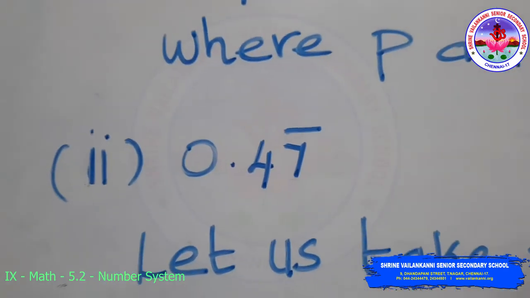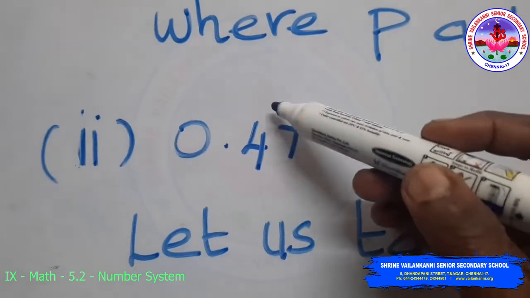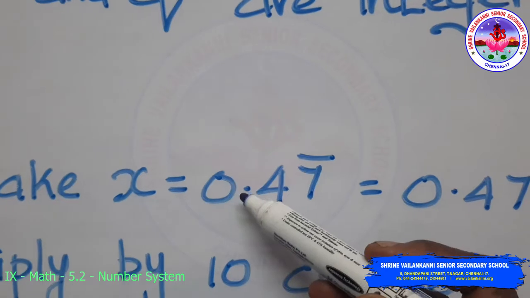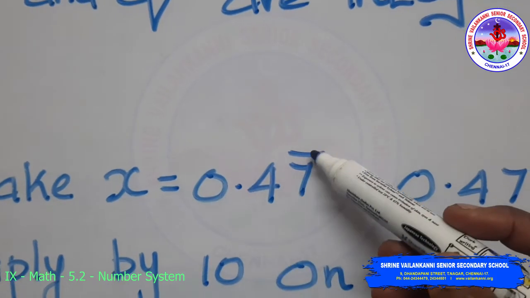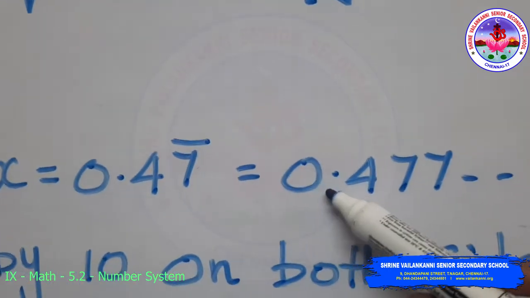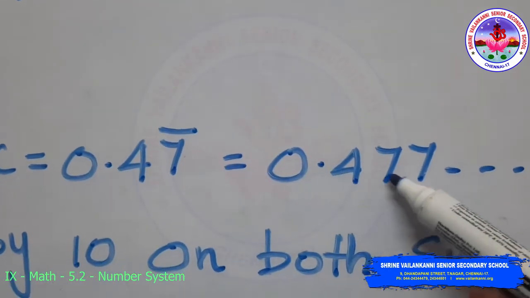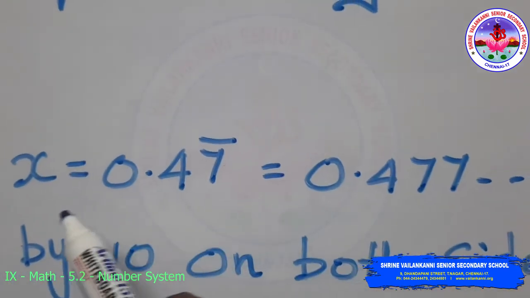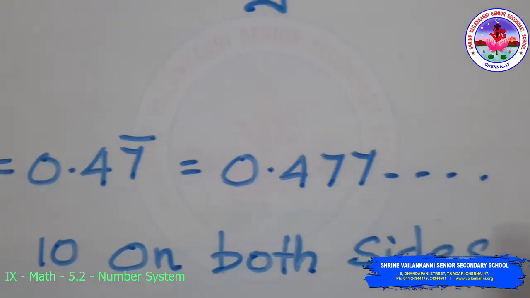Second problem, 0.47 bar. Let us take x is equal to 0.47 bar. So this bar is placed above 7. So I am just writing 0.477, which means that the 7 gets repeated. So calling this equation as 1.